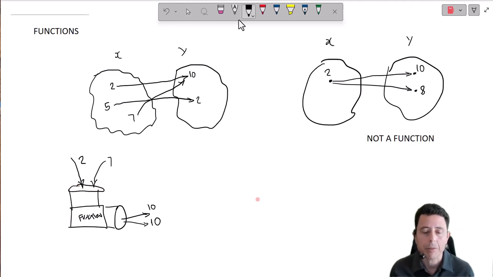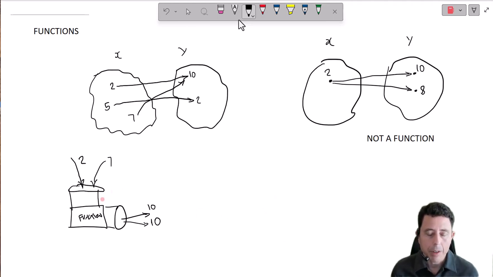Otherwise, it would not be a function. Okay. It's like putting ingredients when you make a cake, right? You're putting the same ingredients, the same process, and you get the same output. It would not make sense if you put the very same ingredients, same process, and you get something else. So if that happens, then it's not a function.